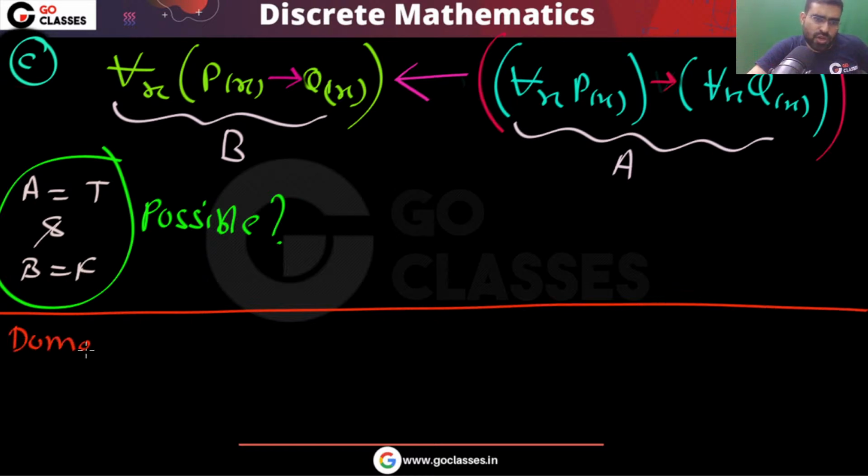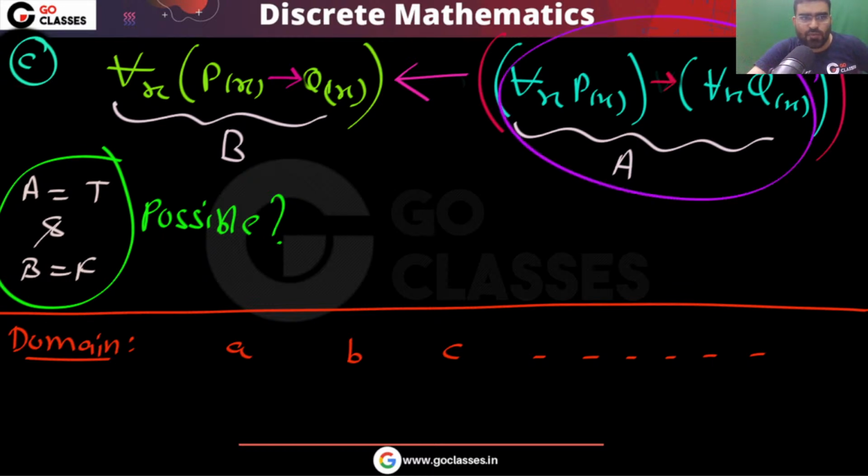Again, you can take a domain. The domain you can take is like A, B, C and so on. Now, what do I need to do if I want to make A true and B false? Remember, this is B, I want to make it false, and this is A, I want to make it true. First of all, to make B false, what do I need to do? Sumant, Ratul, tell me.